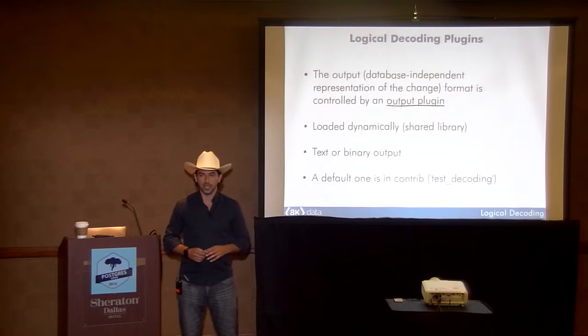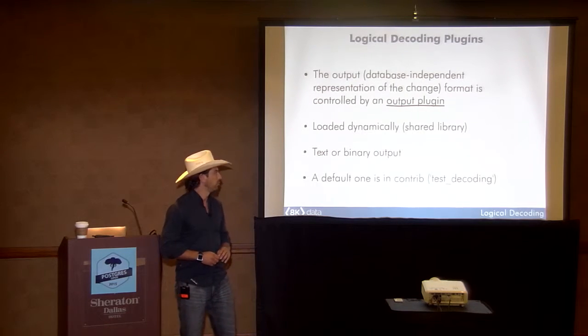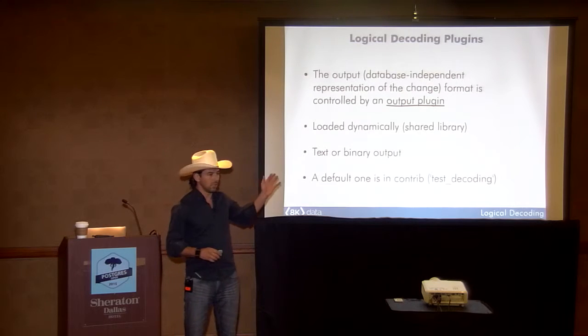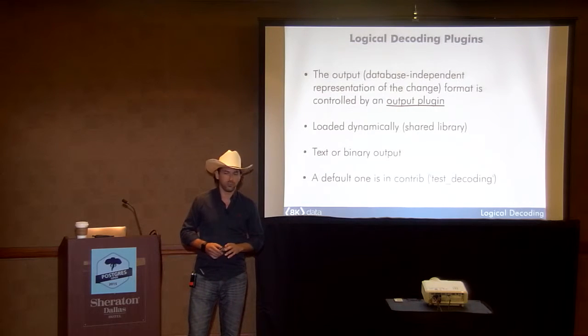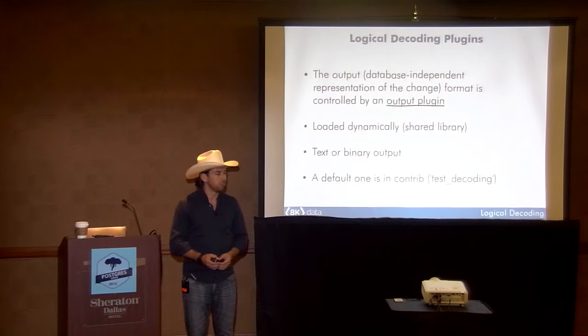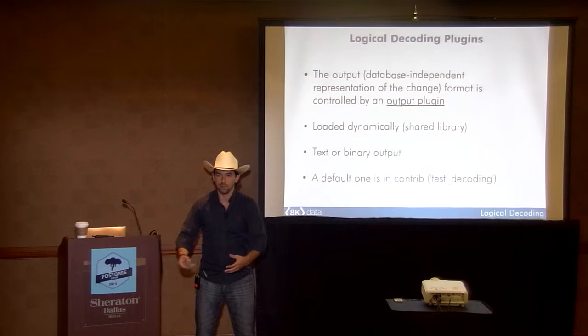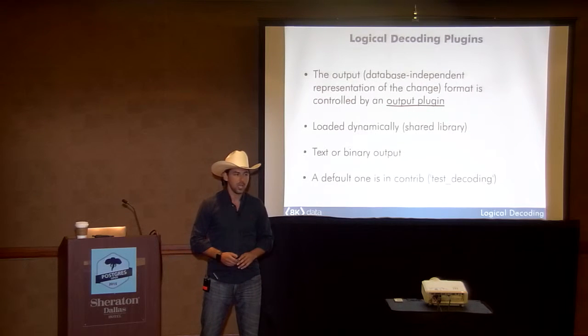There's a default plugin that comes in the contrib module, which is called test plugin, test output. It's available mostly for testing purposes, but it produces a text output, which can be parsed if you want. And it contains basically the information you may want for the logical decoding process to be useful for these external applications I was saying that you need before.